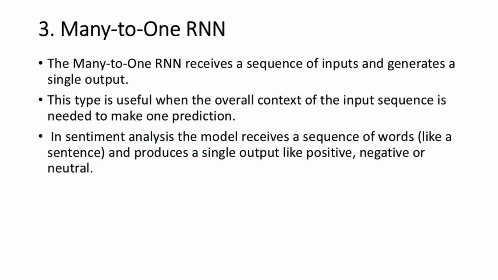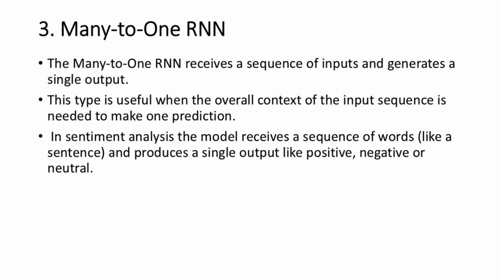Many-to-one RNN. Many-to-one RNN takes a sequence of inputs and produces a single output. This type is useful when the full input sequence is needed for one decision. A common example is sentiment analysis. A sentence is given as input. The output is sentiment like positive, negative, or neutral.